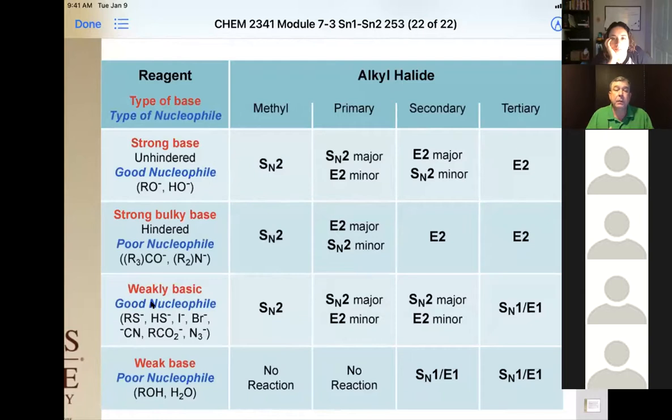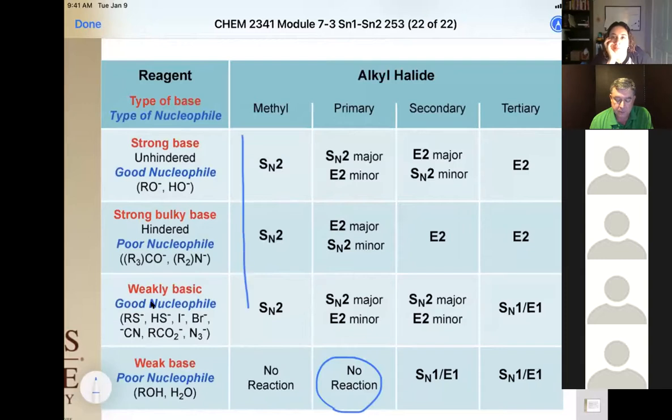Also notice that when we have our primary, we can't form a stable carbocation, and so therefore they don't work in the weak bases here. So methyls only do substitution reactions.